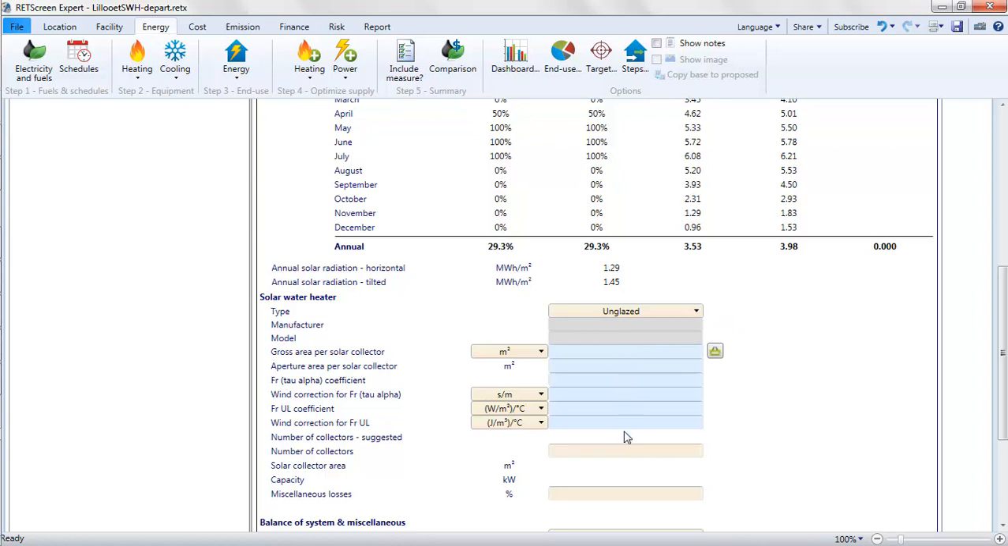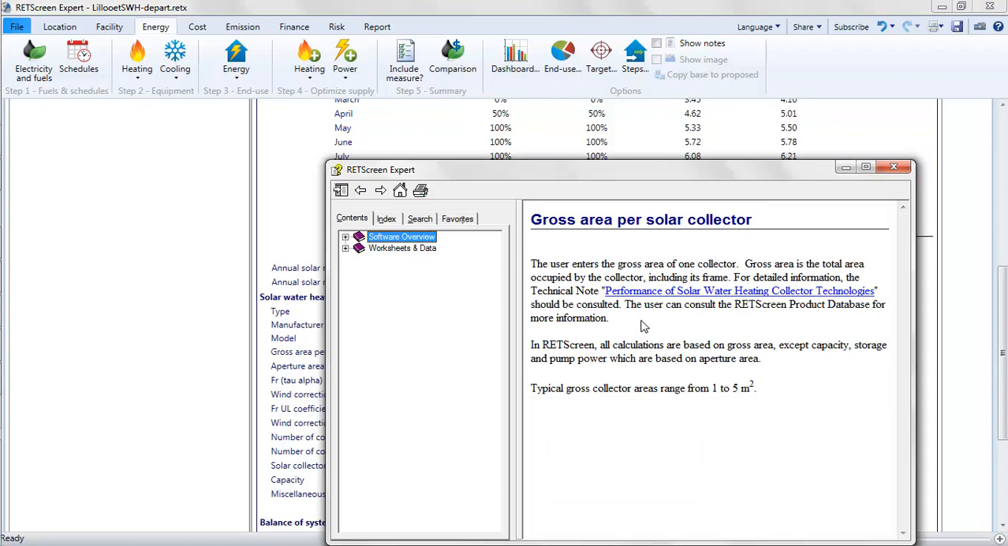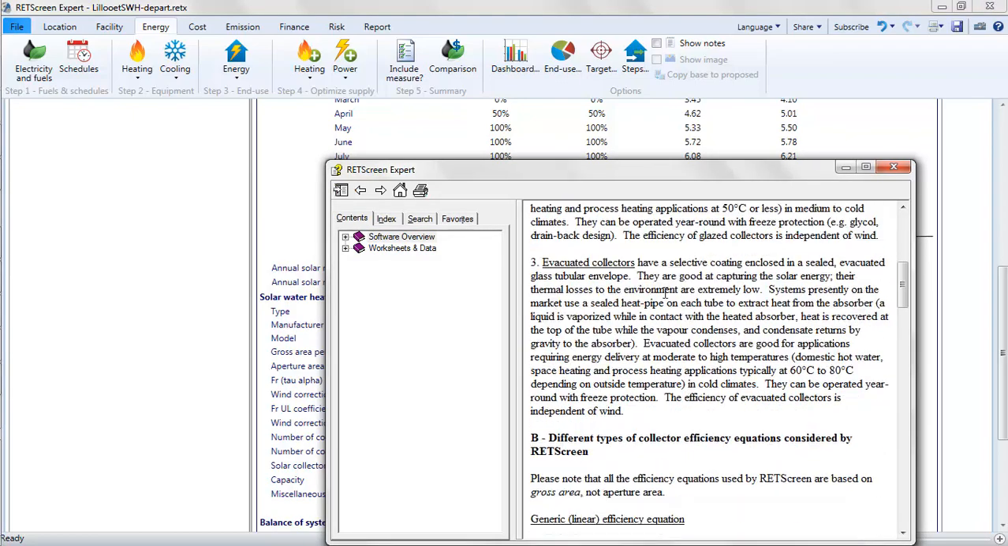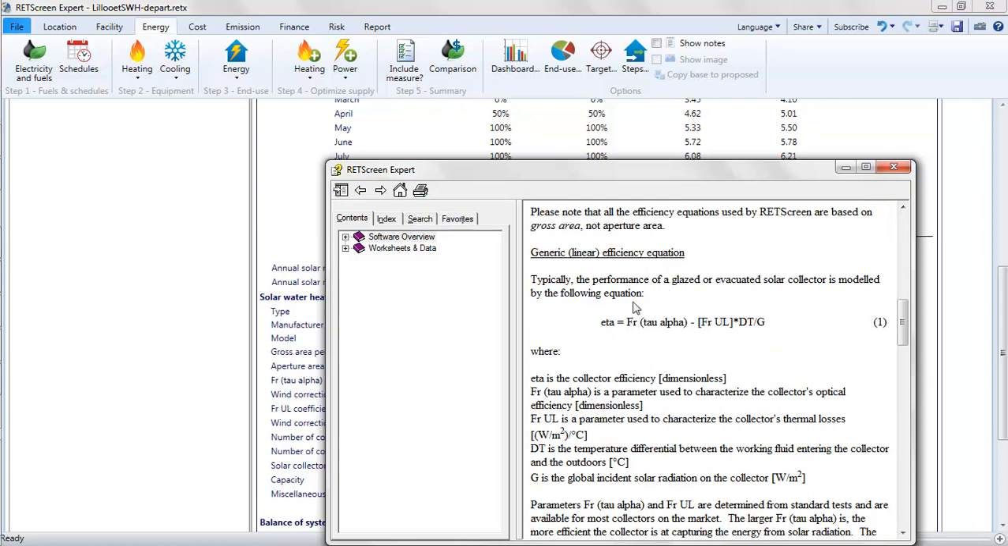We need to supply 6 parameters, determined using standardized testing methods, that characterize the collector efficiency. It is not necessary that you understand what each of these parameters refers to. You can simply copy them from the spec sheet, but I'll give a brief explanation of each. You can find more detailed explanations in RETScreen's help.